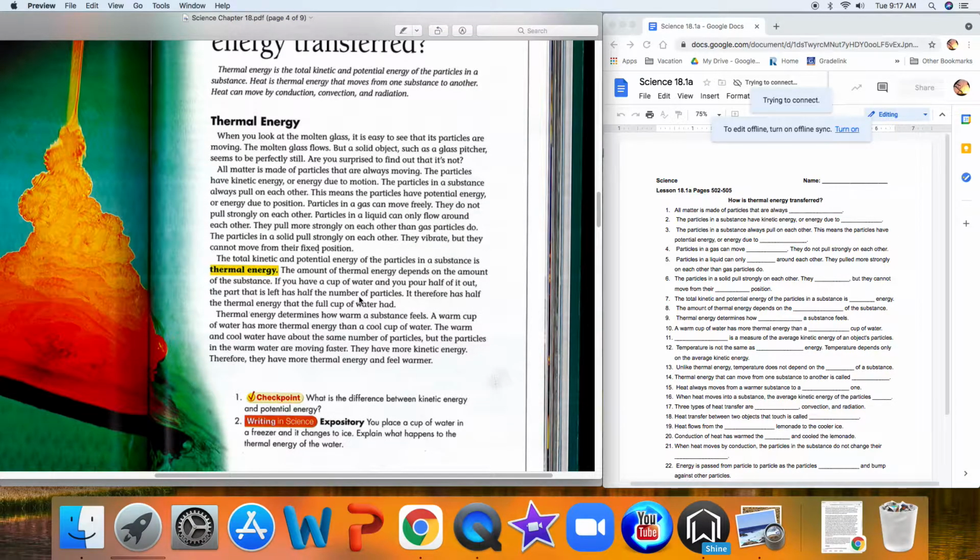I need 4 readers to read about thermal energy so that we can learn what it is, so that I can then teach how it is transferred. Brooklyn, give us paragraph number 1. Kennedy, paragraph number 2. Kaylee, paragraph number 3. Nyla, paragraph number 4.